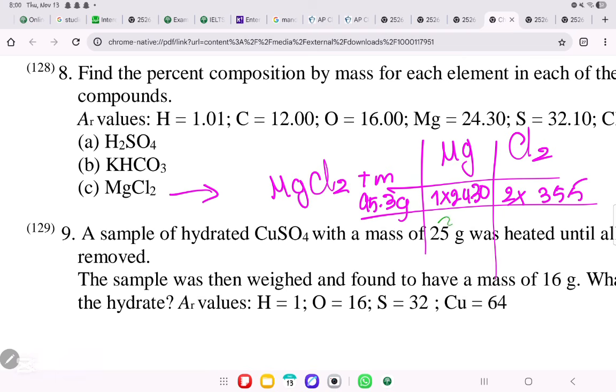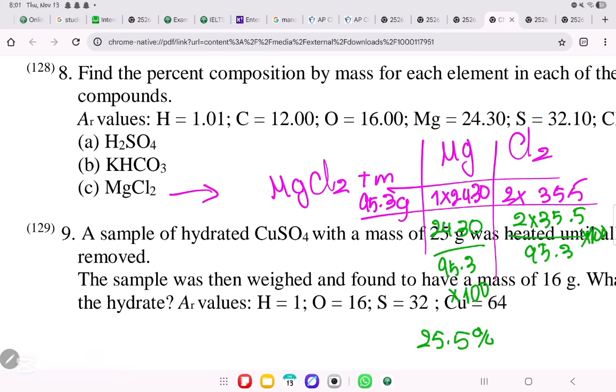Now we do the mass divided by the molar mass times 100 to get the percentage. So for magnesium, it's going to be 25.5%. And then for Cl2, it's going to be 2 times 35.5 over 95.3 times 100. Oh, I forgot to put it to 4 significant figures over here. No, it should be 3, because the smallest significant figures is 3, okay? And then here it's gonna give me an answer of 74.5%. Perfect. So that's it for question number 8.